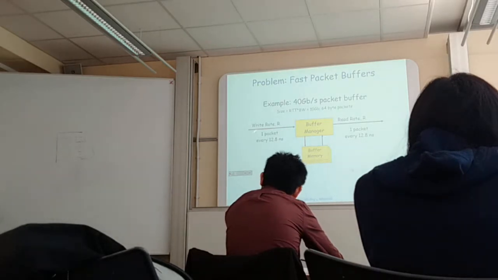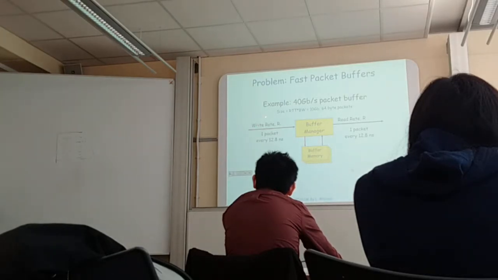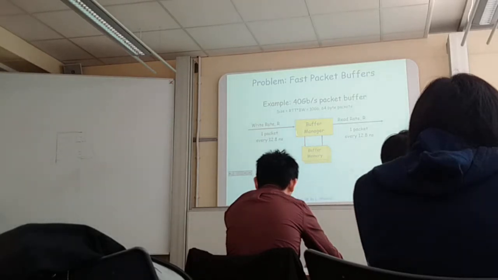Now, mind you, if this input line here is 40 gigabits per second, in order to sustain a constant bandwidth, or throughput, sorry, this line also is equal to that line. So here 40 gigabits per second, that was 40 gigabits per second. To maintain that, you will have to have a packet written inside the memory, roughly speaking, every 12.8 nanoseconds.